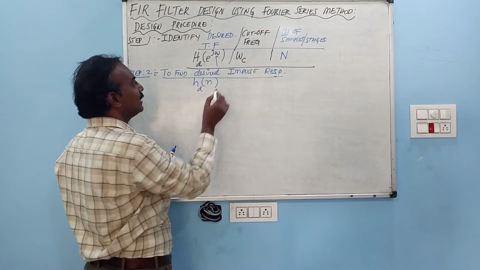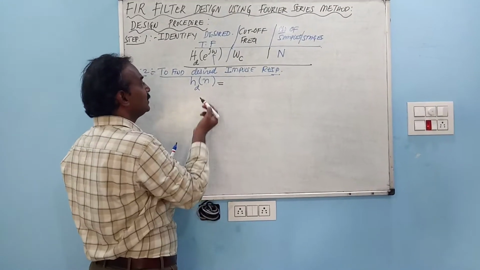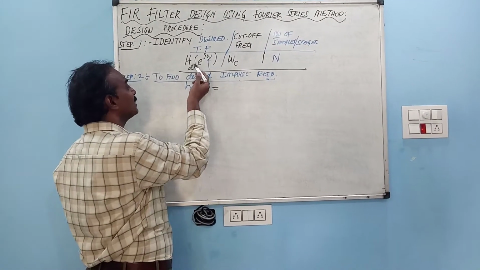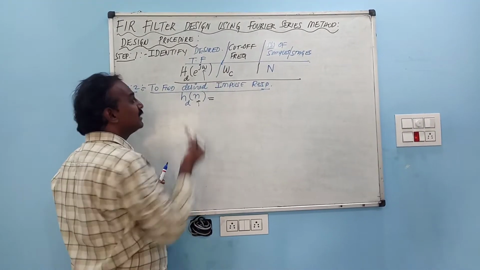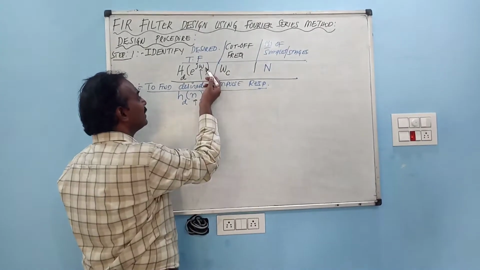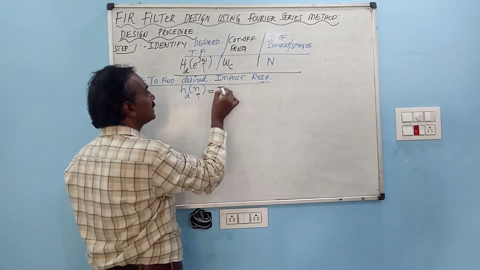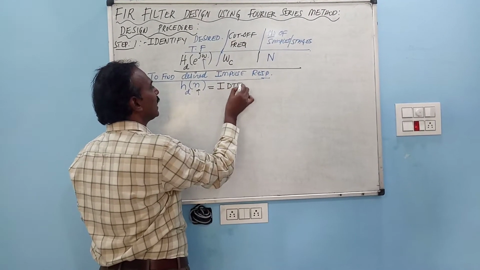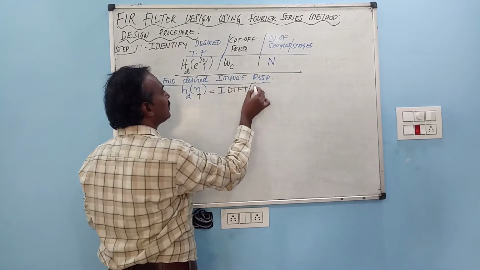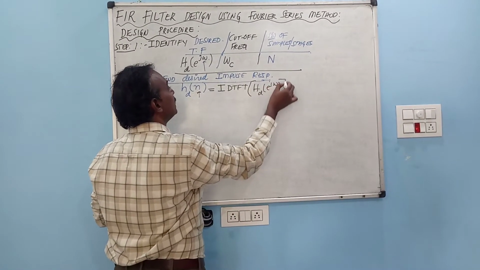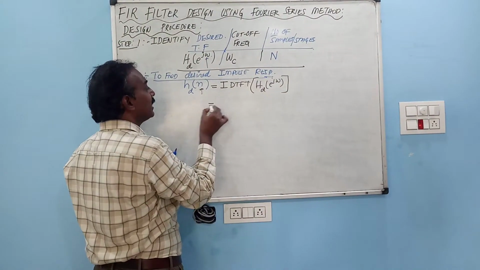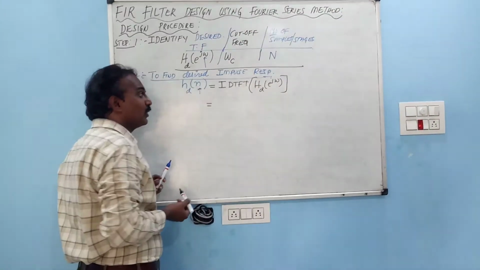So this is our next thing. How do I get desired impulse response? So relation between impulse response and transfer function. So this is in time domain, discrete time. This is in frequency domain. So from frequency, if I want time domain, I will take inverse discrete time Fourier transform of the given transfer function capital HD of e power j omega.